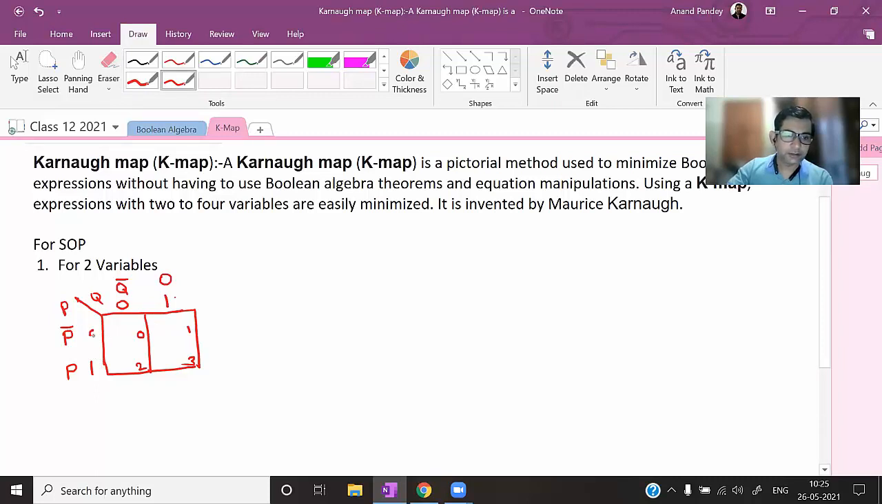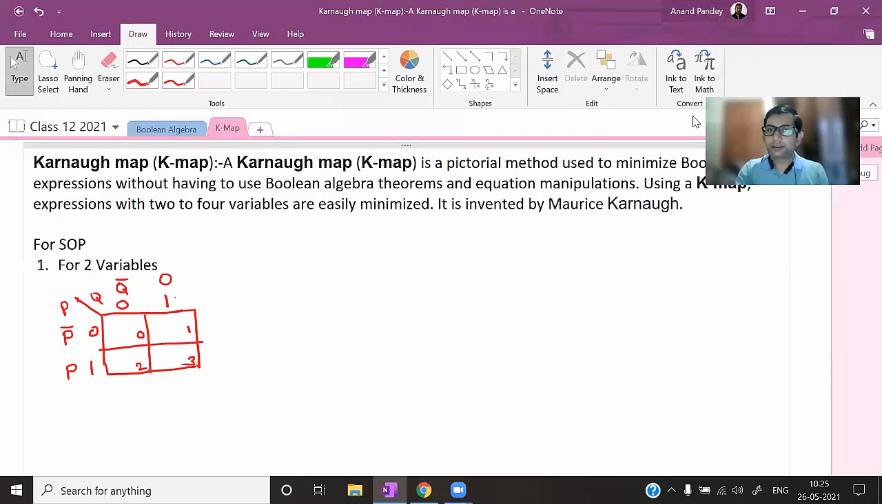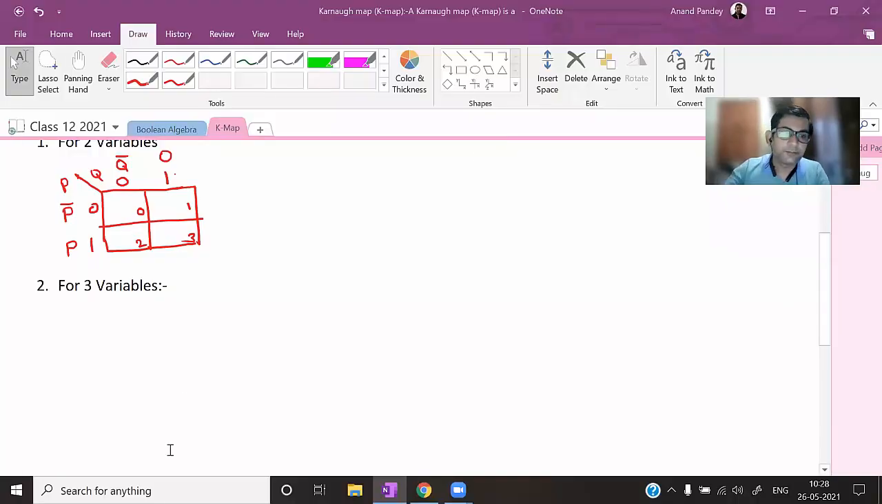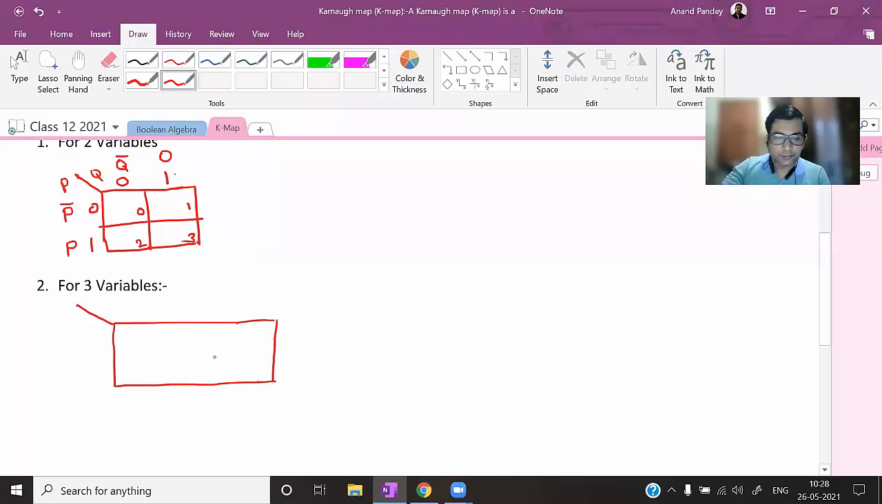So draw it now. Everyone please draw this. And when you finish writing, please don't hesitate to tell me, sir, done. Okay? First complete this, then pay attention. Now 3 variables. Just draw it. Wait, let me draw first.